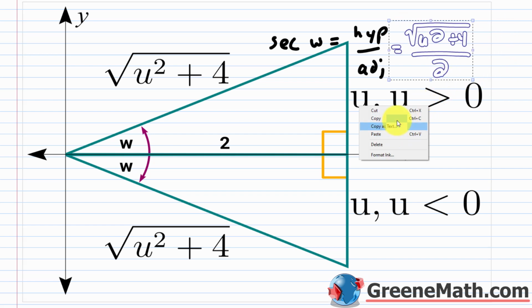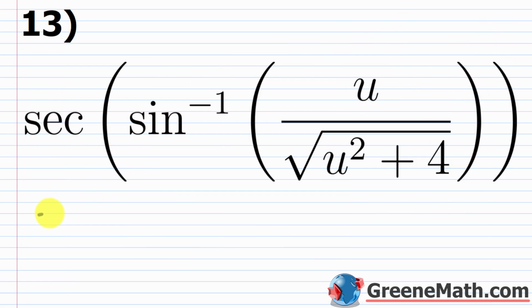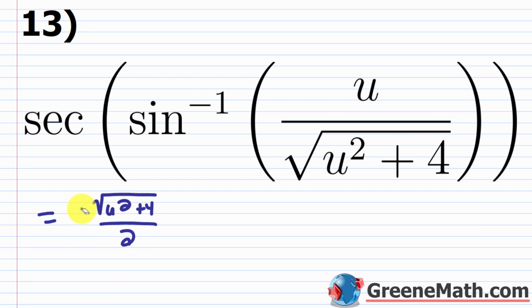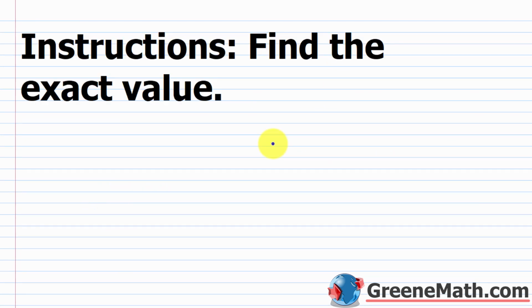Let me go ahead and grab this real quick. And I'll just come all the way back up here and answer in terms of the original problem. So let me paste this in right here. And I don't need two equal signs there. So the secant of the inverse sine of u over the square root of u squared plus 4 would give me the square root of u squared plus 4 over 2. All right, for the next few problems, we're going to change the instructions back to say we just want to find the exact value.